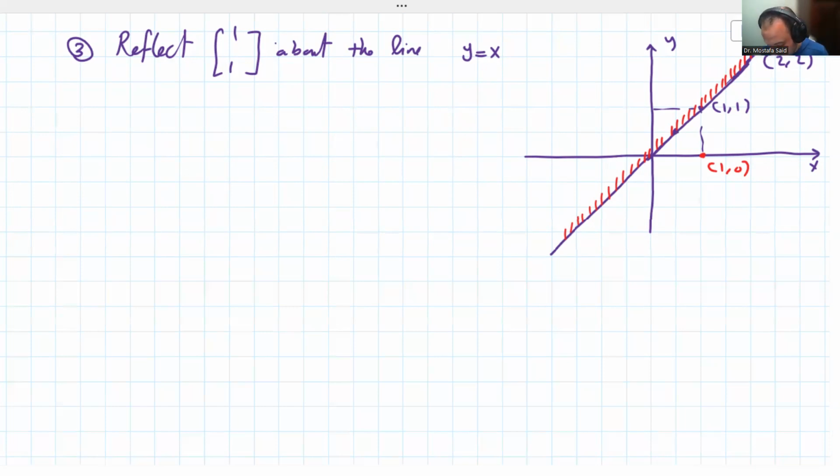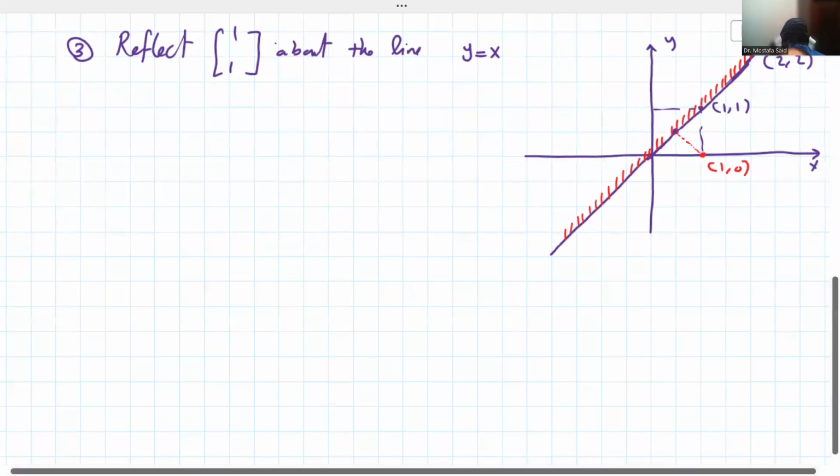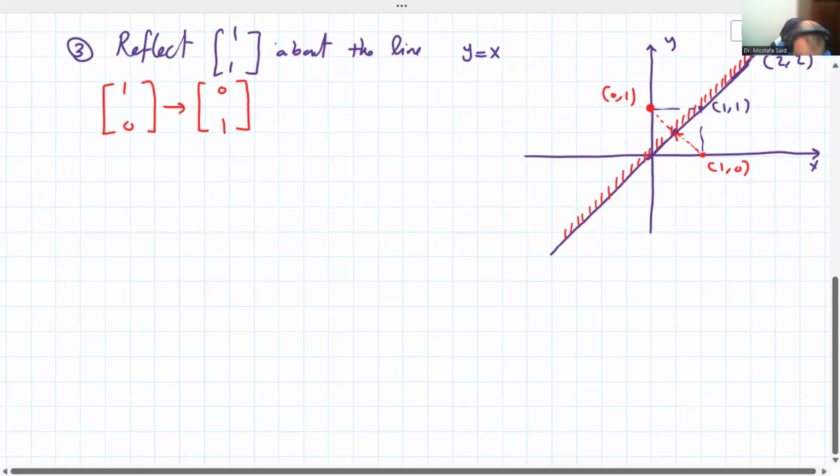So if we just draw a perpendicular line here, that basically will represent the perpendicular distance from the point to the mirror. So the reflected point will actually be here, which is 0, 1. So the point 1, 0 is reflected to the point 0, 1. So the Q matrix here, the first column is actually 0, 1, not 1, 0.